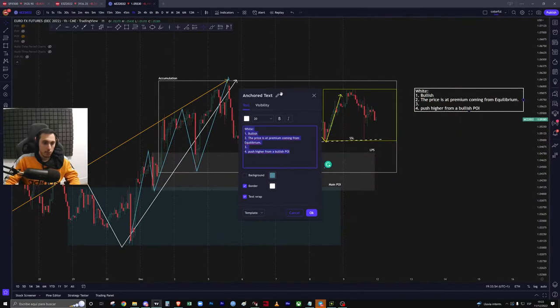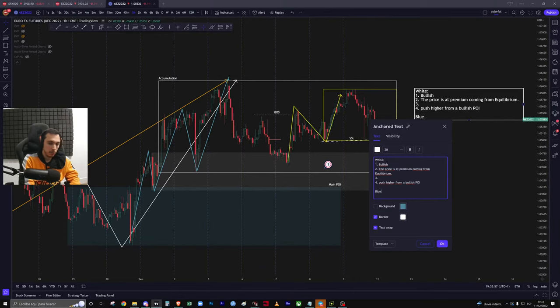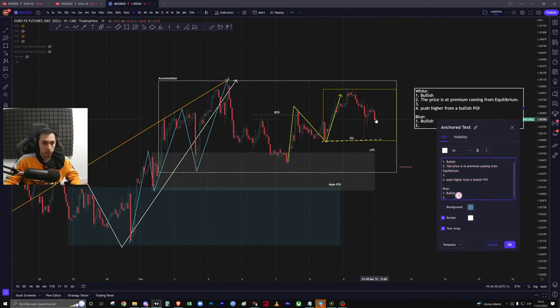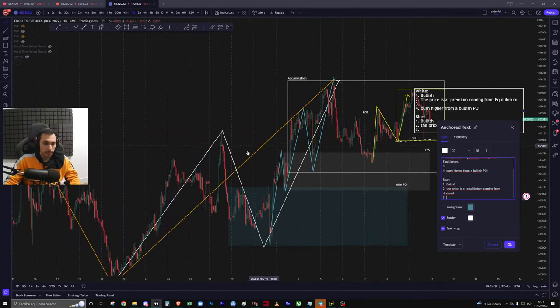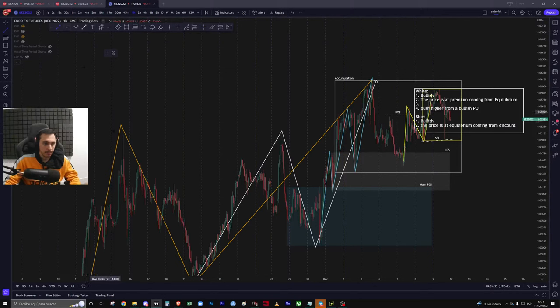Now, for blue, this is where it gets trickier, because blue is a bullish trend, but it's now at the same time consolidating. The price for blue is right here. We are at equilibrium for a blue range from this low to this high, and it's coming from discount. So blue, the price is at equilibrium, coming from discount. Now here we could say that the target for blue was to make a higher high above these equal highs. You see how the price built relatively equal highs here? Well, actually we made a higher high here. So I will discard that option.